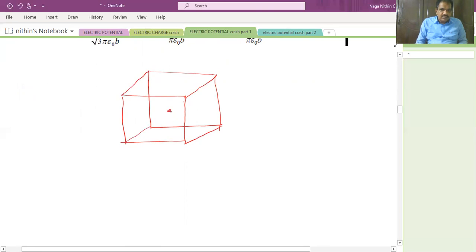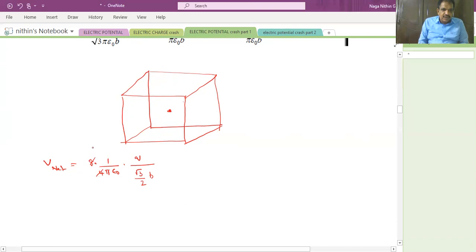Here, what is the potential? The cube has in total 8 corners, no? So V net is equal to 8 into 1 by 4 pi epsilon naught Q. The distance of each corner to the center will be root 3 by 2, since the side is B, no? So that's why it becomes root 3 by 2 b.